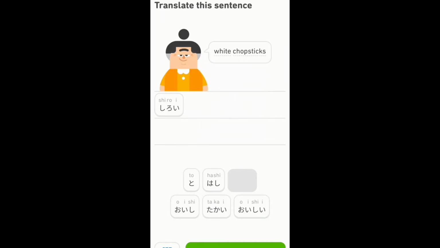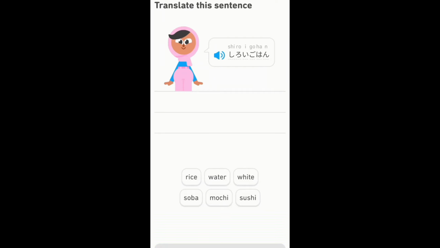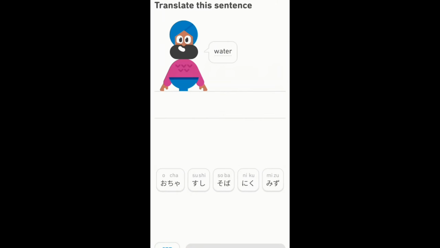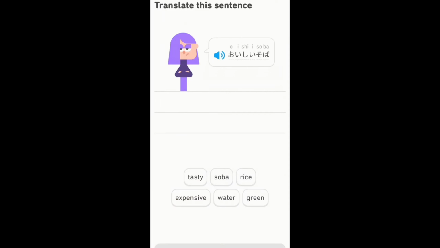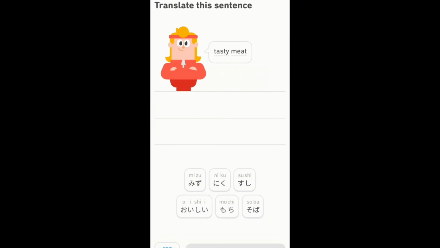White is shiroi. Okay? And shiroi gohan. So shiroi is white and gohan is rice. Water, this is a new word. It's a niku. No, not niku, niku is meat. And oshi to soba. So soba is soba.